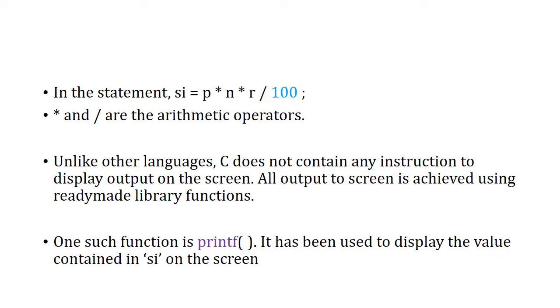Now unlike other languages, C does not contain any instructions to display output on the screen, and all output to the screen is achieved using ready-made library functions. So one such function is printf, and it has been used to display the value contained in si, that is the simple interest variable, on the screen. This printf is defined in the library stdio.h, that is standard input output.h, which we have included in our program. If we have not included stdio.h, we will not be able to execute this function printf.